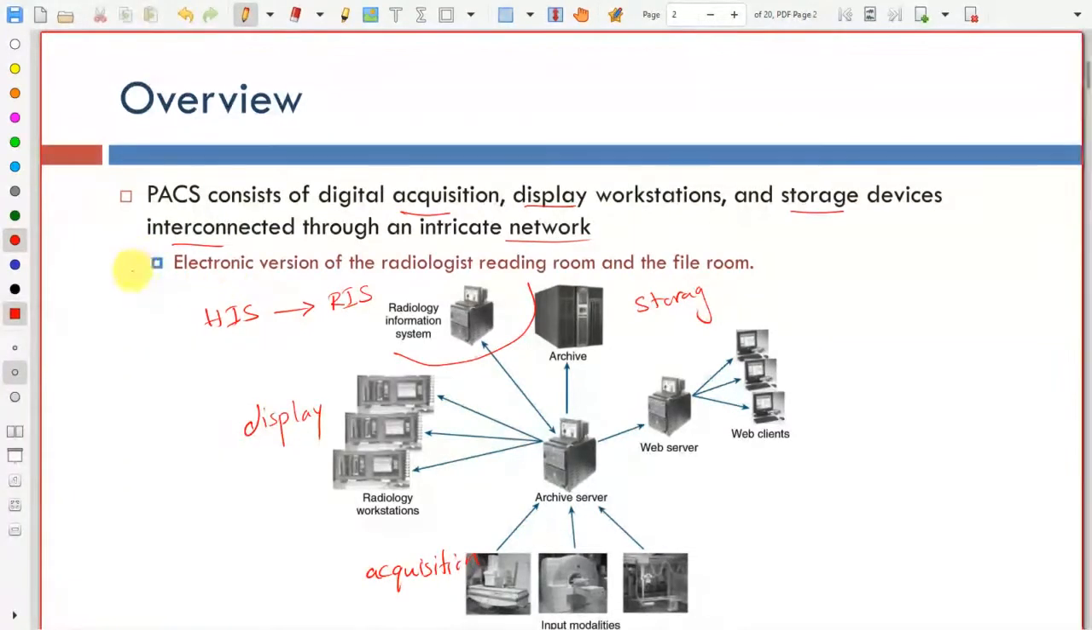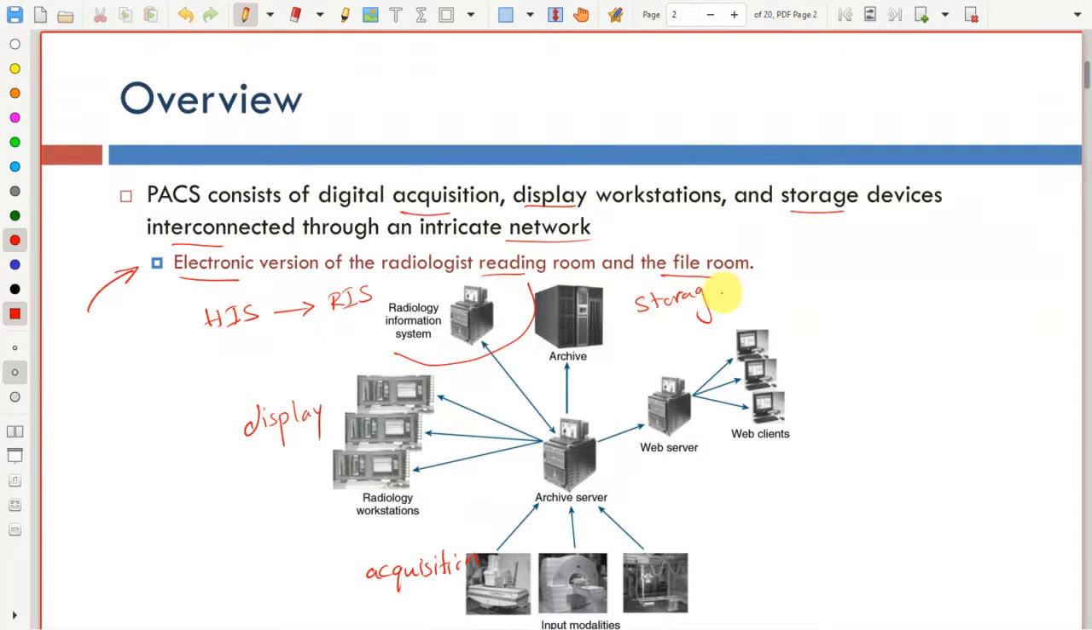So we can think about PACS as an electronic version of the radiologist reading room and the file room. The reading room is where the doctor used to sit in front of a lamp, and he would post the film in front of the lamp and light it so that he can see the radiograph and make the diagnosis. The file room is where, after he finishes diagnosing the film, he sends the film so it can be filed, so that when he needs it in the future, he can look it up, retrieve it, and check it against the current film, for example.